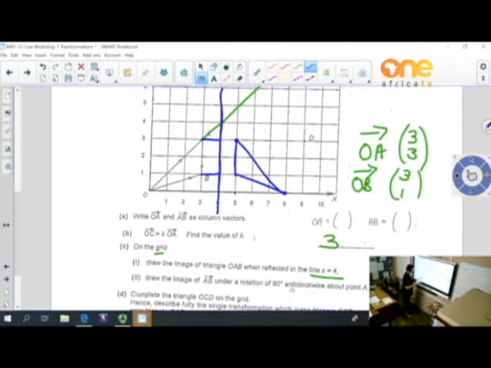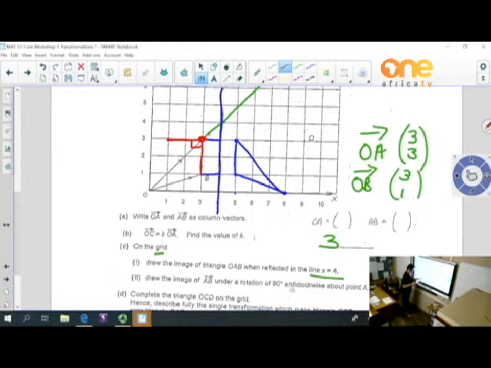And then draw the image of AB. Now this is just the line AB, under a rotation of 90 degrees anti-clockwise about A. That means A is going to be the center. Anti-clockwise is like this, like the watch, and there's the 90 degrees. So this line will be there, that will be the image.